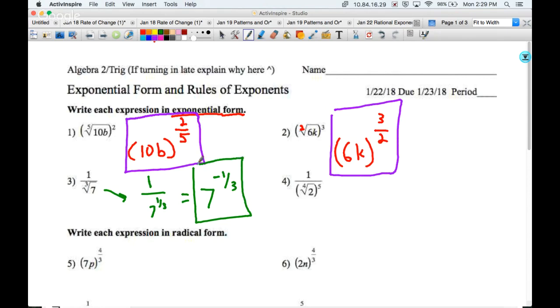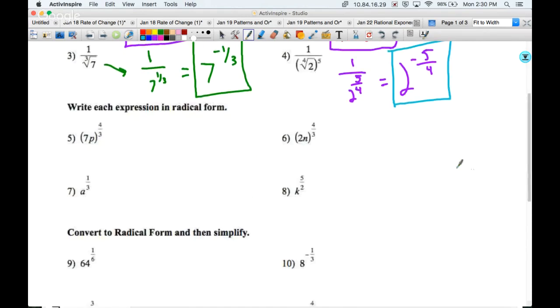So that's going to be our final answer for that one. Looking at number 4, pretty similar. I can rewrite this as 1 over 2 to the power of 5 over 4. Which then becomes 2 to the power of negative 5 over 4, so I can get it out of the denominator. Final answer for that one. All right.